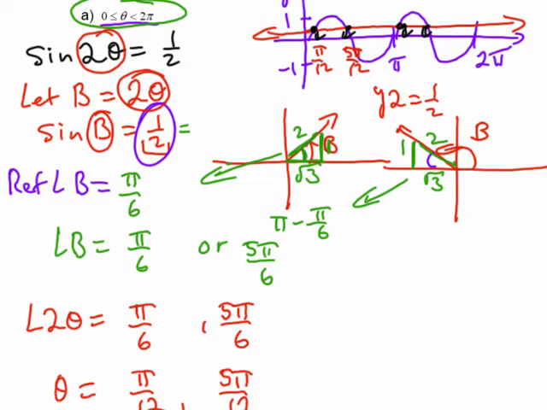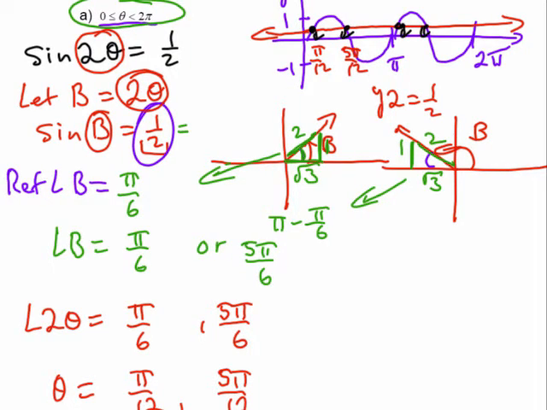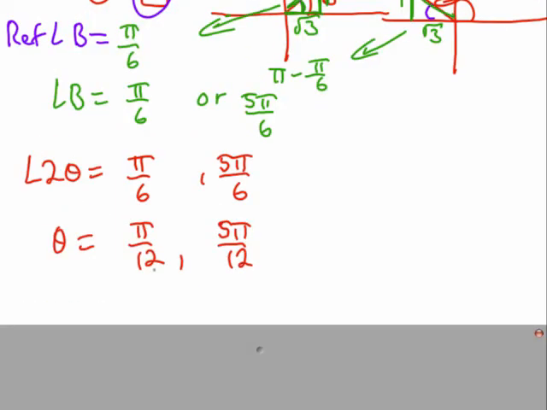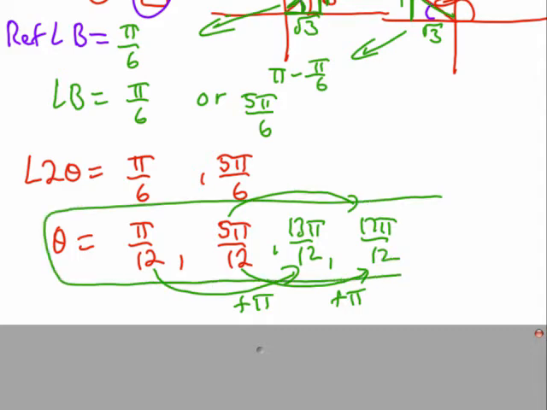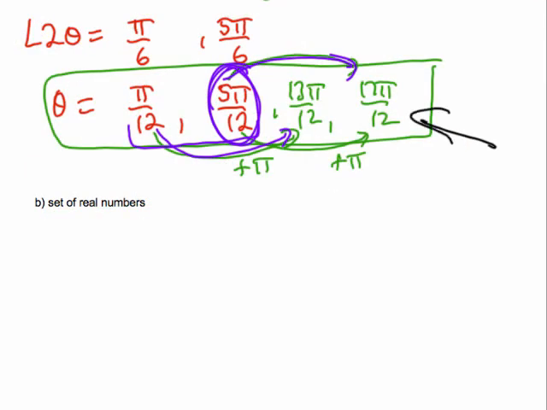Well, our other 2 solutions are 1 cycle away from the given solutions. So I know pi over 12, but I know that there's an answer one period or one cycle away as well. And because the period of the graph was pi, I can get this answer by adding on pi. And I can get this answer by adding on pi. 13 pi over 12 would be the third angle. 17 pi over 12 would give me my 4 solutions.